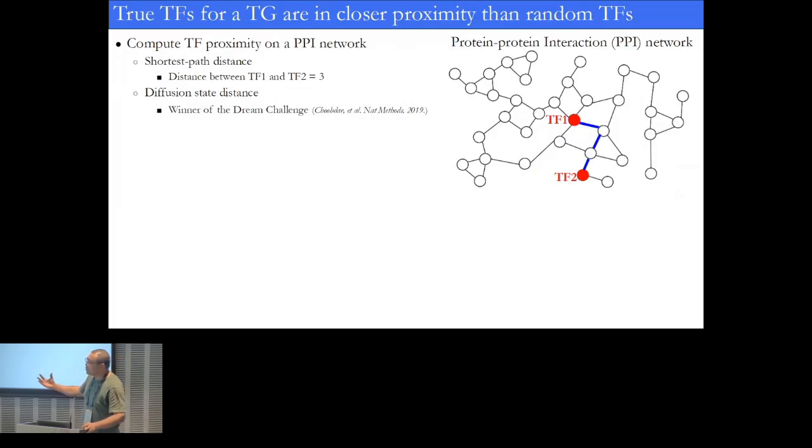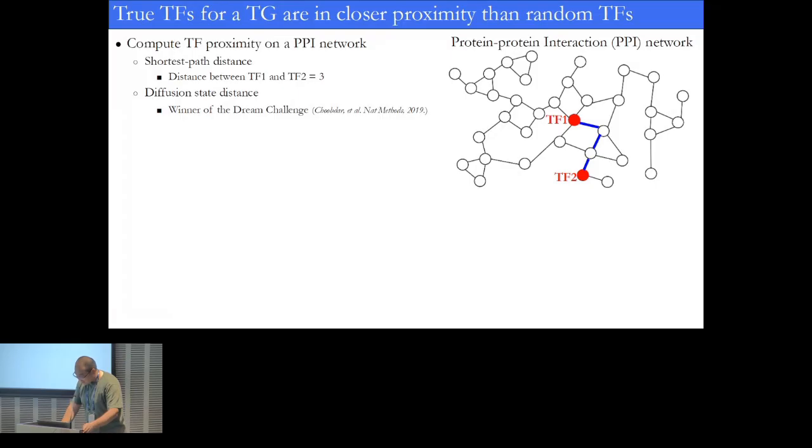In order to do that, we first need to figure out how to compute the TF proximity. Basically we compute that on the protein-protein interaction network. For example, if we have two transcription factors, we can use the shortest path distance to estimate the TF proximity. If you see here, the shortest path is 3, so the proximity between TF1 and TF2 is 3. We also have other distance metrics we can use, such as the diffusion state distance. But based on this, we know how we can compute the transcription factor proximity.